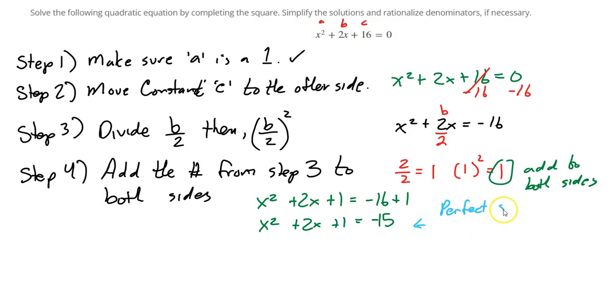A perfect square trinomial, which can look like either a plus b squared or a minus b squared. This one, of course, is going to be a plus b because we have a plus there. Here we're just going to use the square root method. Watch what I'm going to do here. Because we have a plus b squared, I can rewrite this equation.